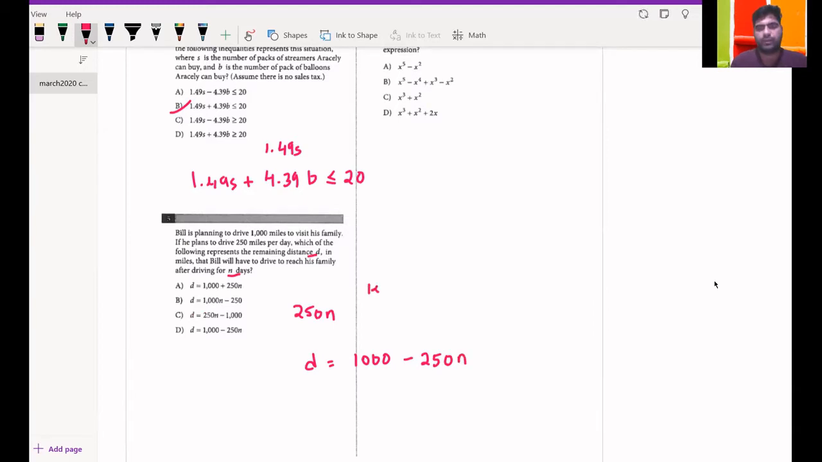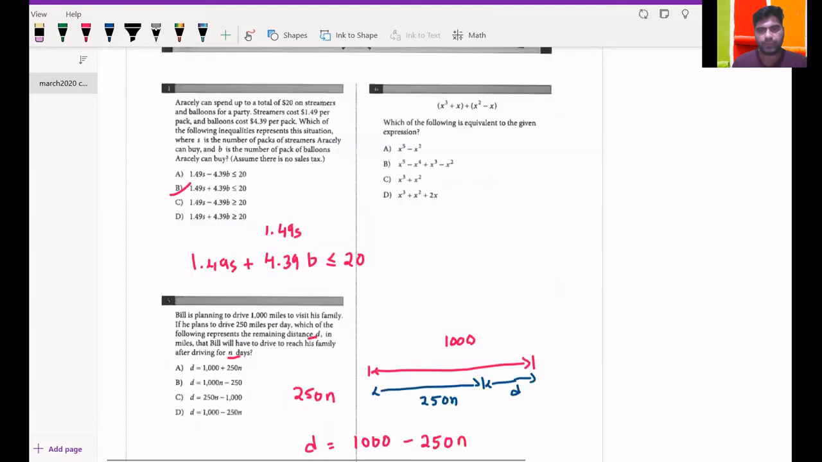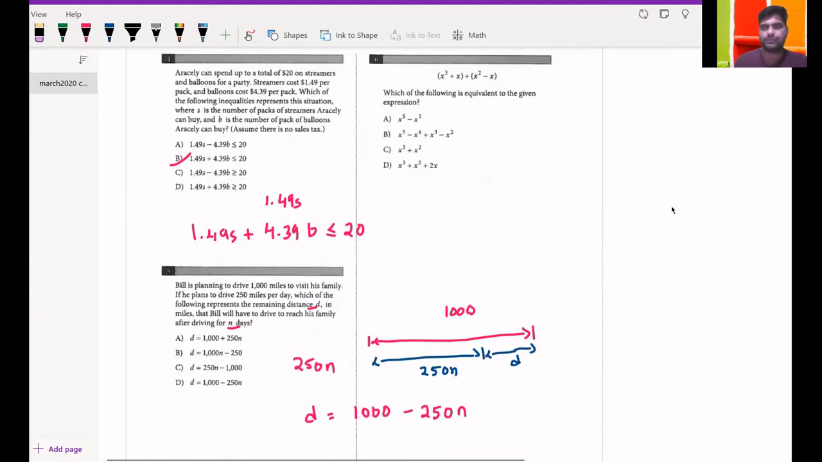Okay, so let me explain this graphically. In n days, this is, let's say, 1,000 miles. In n days, he will have driven 250n. And you're supposed to find this particular distance. So this distance obviously is 1,000 minus 250n. Next, you want to simplify this expression. So let's simplify it. x cubed plus x squared plus x minus x gets cancelled. So x cubed plus x squared.